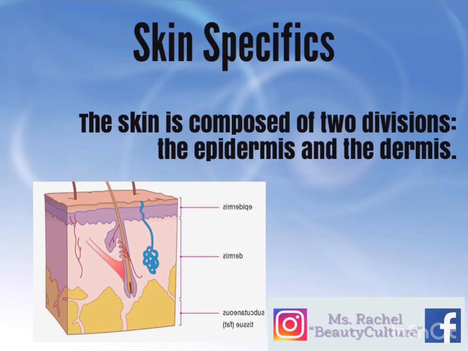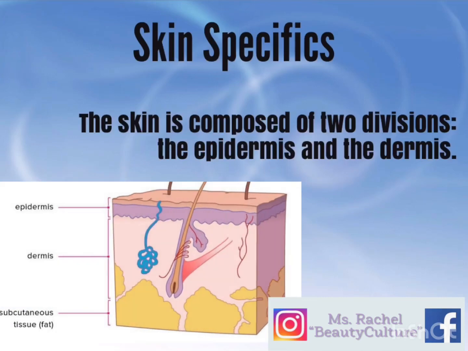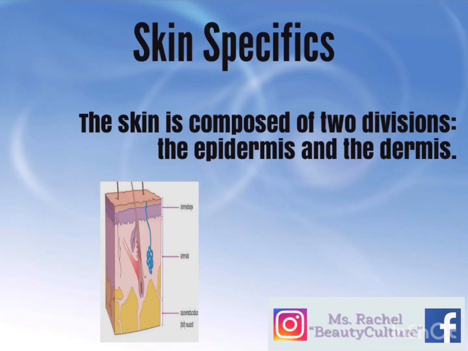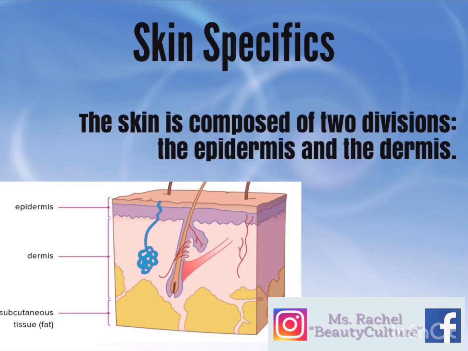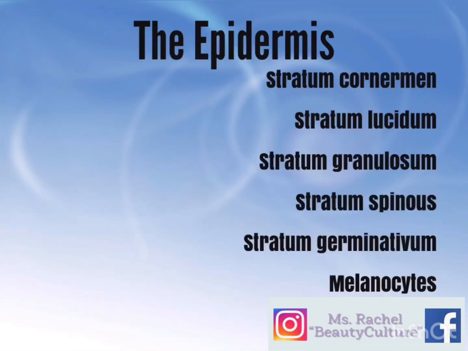The skin is composed of two divisions, the epidermis and the dermis. The epidermis is the outermost and thinnest layer of the skin. It contains no blood vessels and has small nerve endings. The epidermis is made up of 5 layers.